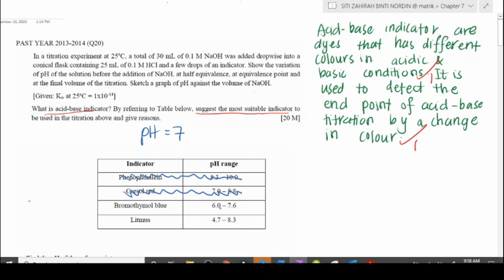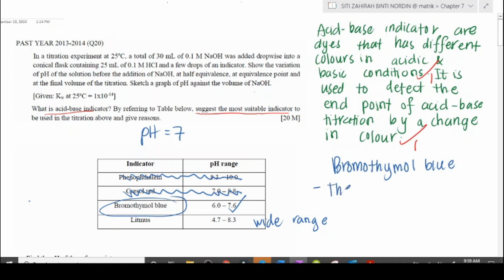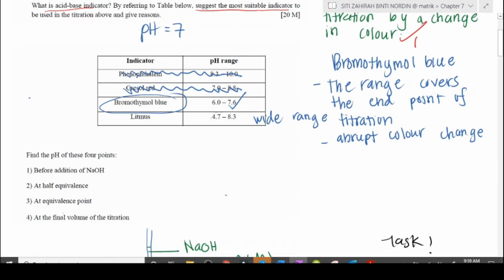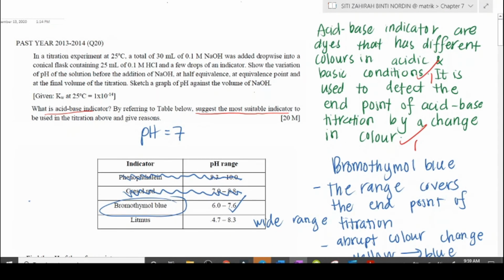And for bromothymol blue, okay, it has a range between 6 to 7.6, which is good for us. But for litmus, okay, the pH range is between 4 to 8. It has a wide range of color change. So the most suitable one would be the bromothymol blue. And the reason is because the range covers the end point of titration. And it also has abrupt or a sudden color change, which goes from yellow to blue. Okay, so that's how you get all 20 marks for this one question.